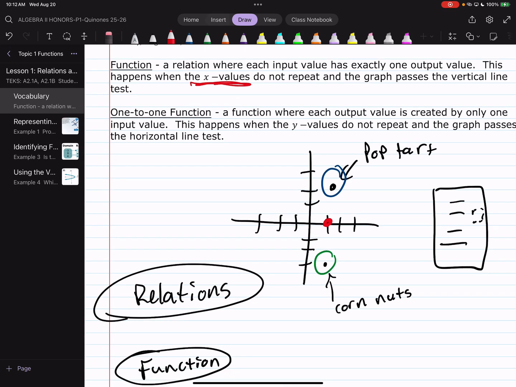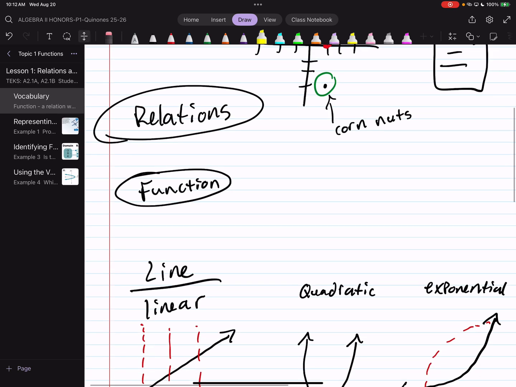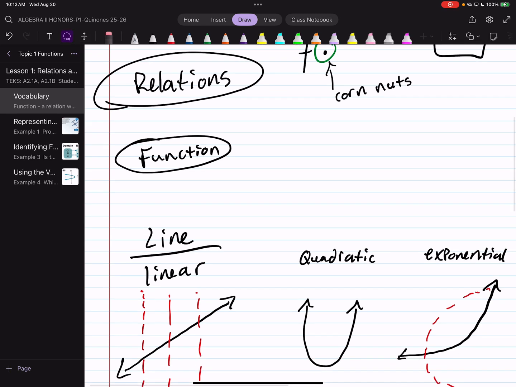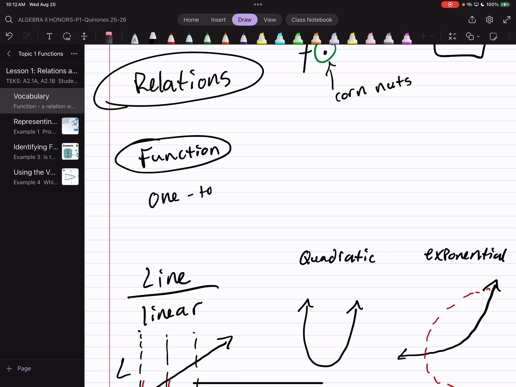Now, for one-to-one functions, we're going to talk about this. There's something even more specific behind functions. Let me just move this down. There are one-to-one functions, even smaller. So for functions, x's can't repeat.